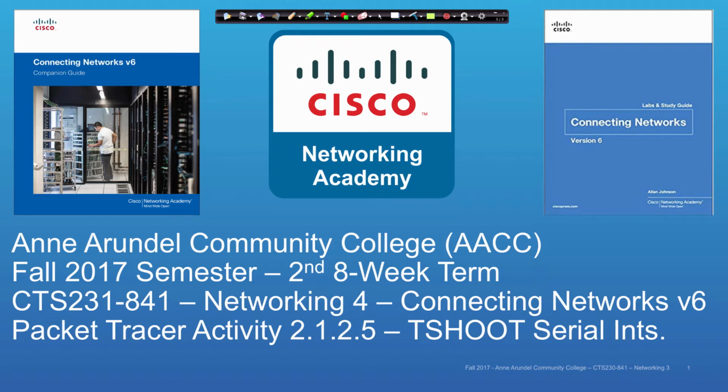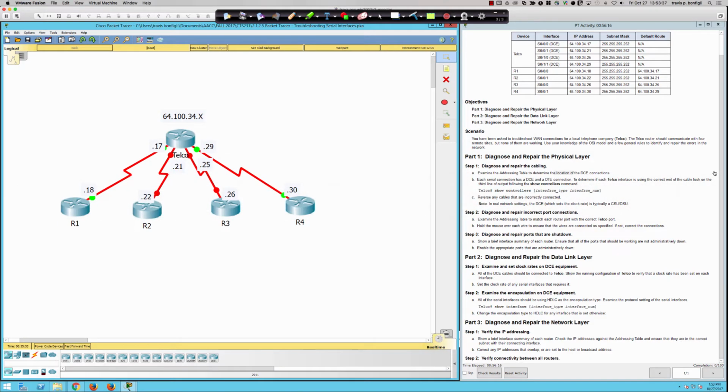This is the Networking 4, or the Connecting Networks V6 course from Cisco Networking Academy, and this afternoon's video tutorial and solution set is going to be on Packet Tracer Activity 2.1.2.5, where we're actually going to be troubleshooting serial interfaces. This is going to begin our conversation on WAN connectivity, and specifically taking a look at the different types of encapsulations that we're going to have on our serial connections.